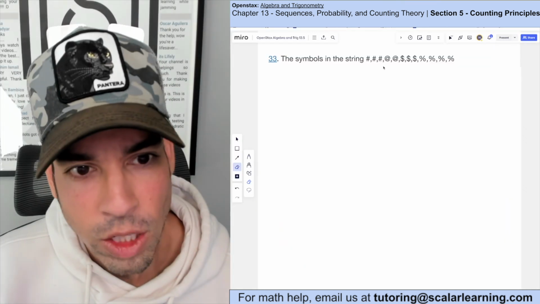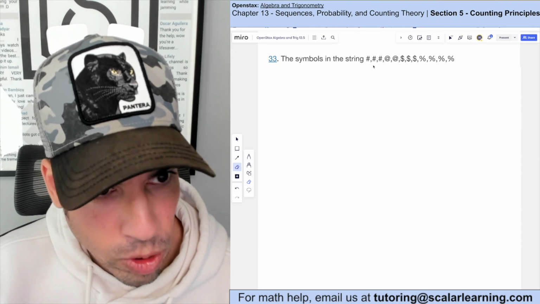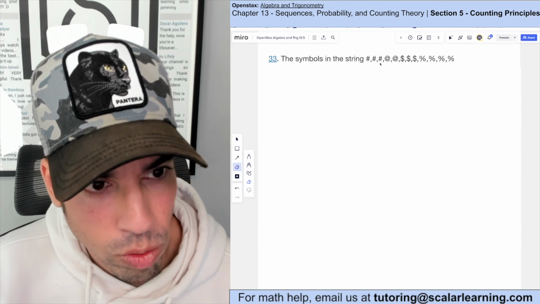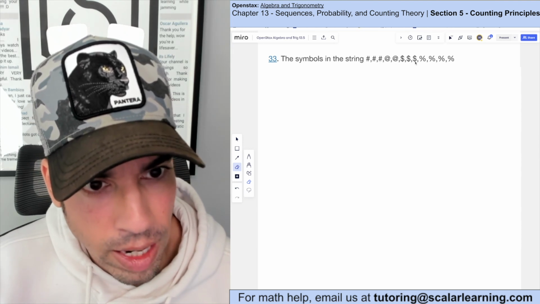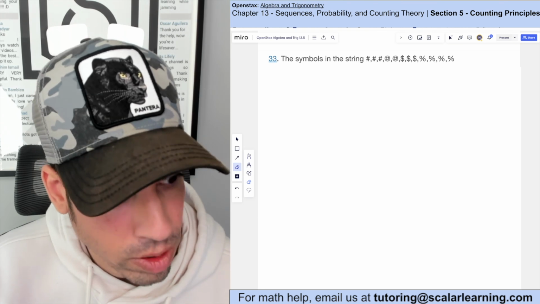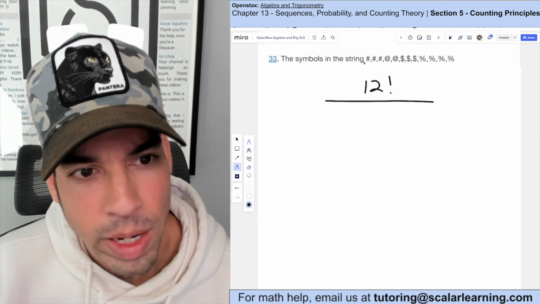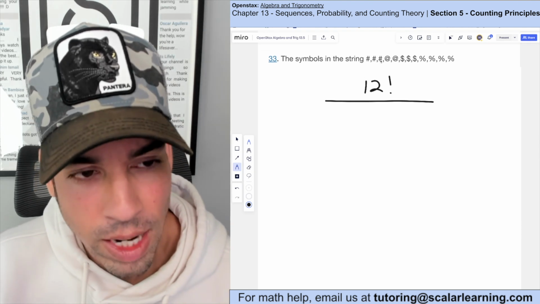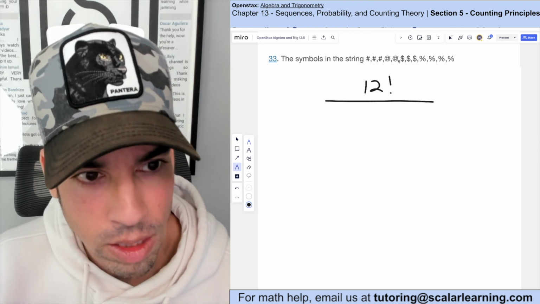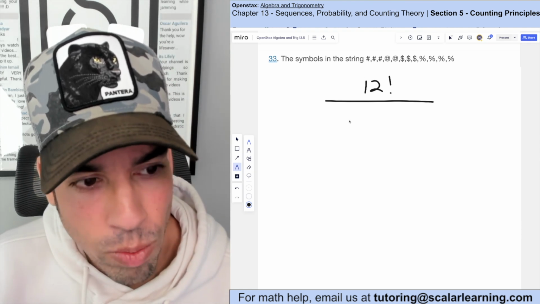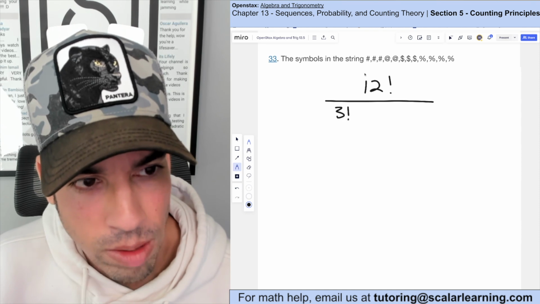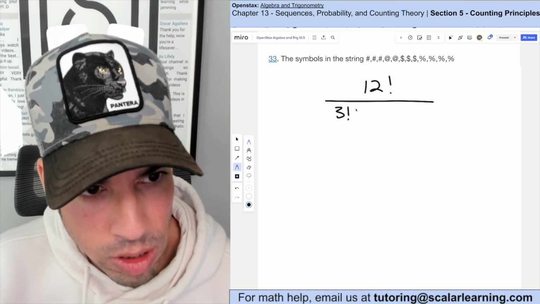Done. So for this one, to figure out the number of arrangements, we're going to see that we have 1, 2, 3, 4, 5, 6, 7, 8, 9, 10, 11, 12 different symbols. So we're going to start with 12 factorial, but then we have to factor in the fact that we've got repetition of these, and these. So for this one, we have 3 of those same symbols, so we're going to divide by 3 factorial times that one.